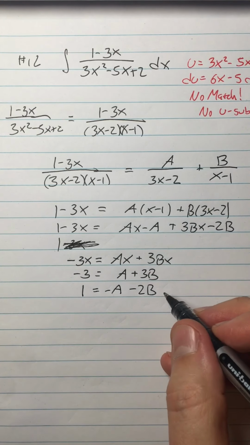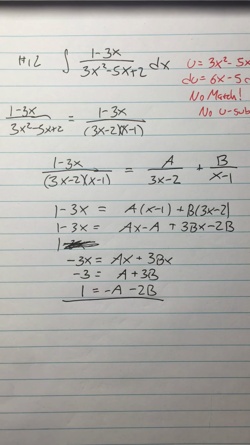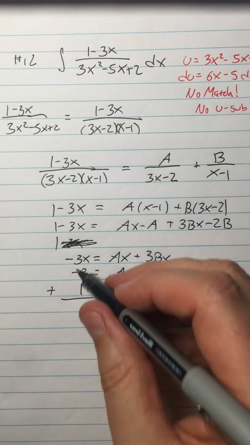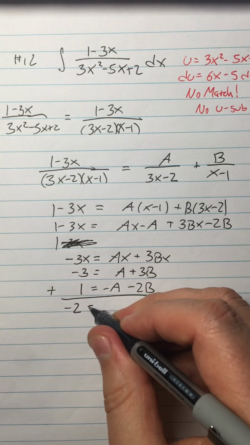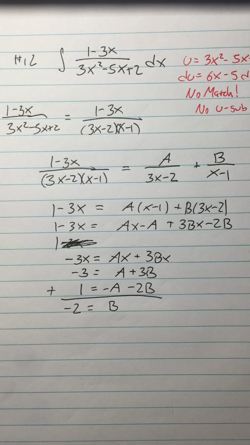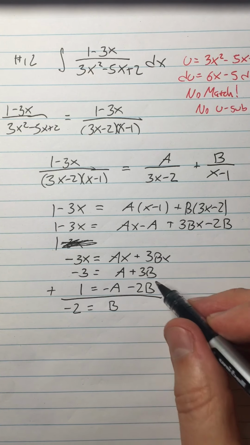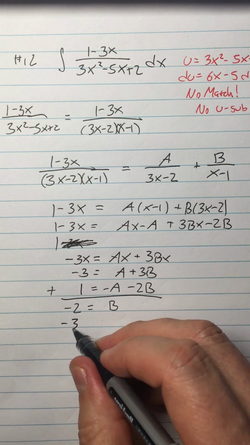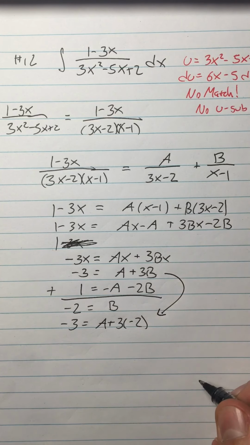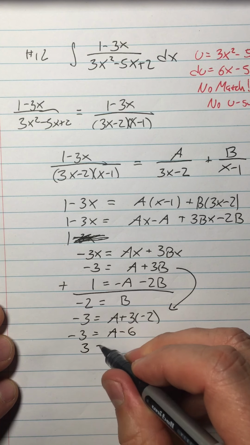Now I could do substitution on this, but look how much easier it is to do elimination, because the A is already eliminated. So I can just add these two equations going down. Negative 3 plus 1 is negative 2. The A's cancel out, and I just have B. So B right away equals negative 2. How easy is that? Then I can plug B equals negative 2 into either one of these. I like this one because it doesn't have as many negatives. So negative 3 equals A plus 3 times negative 2. So negative 3 equals A minus 6, and 3 equals A.